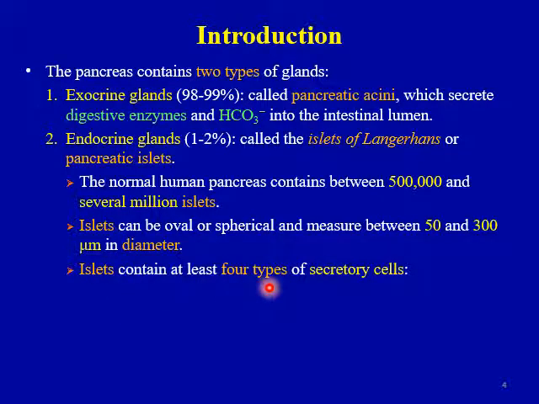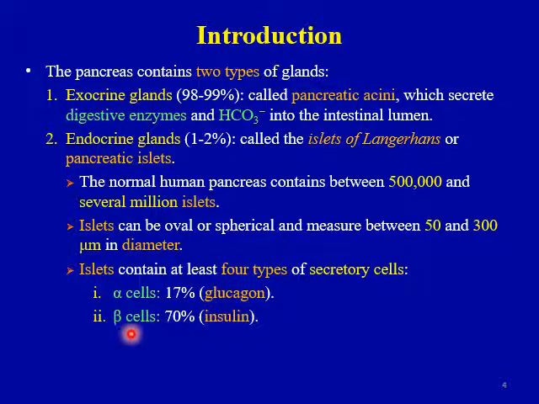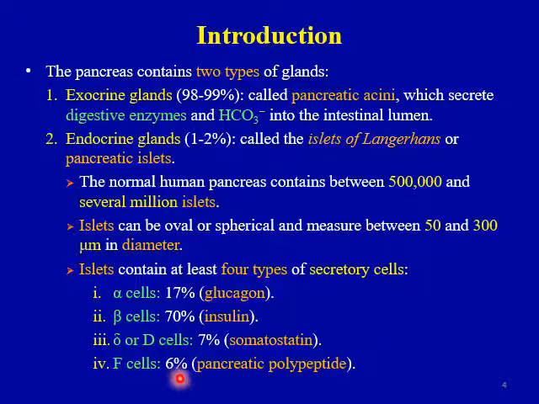Islets contain at least four types of secretory cells. These are the alpha cells that represent 17% of the total mass of the pancreatic islets, and these alpha cells produce the hormone glucagon. Beta cells, these are the main cells of the endocrine pancreas. They represent 70% of the total endocrine cell mass, and these beta cells produce insulin. Delta or D cells, they represent 7% and they release the hormone somatostatin. And finally, the F cells, they represent 6% of the endocrine pancreas and they release the pancreatic polypeptide.